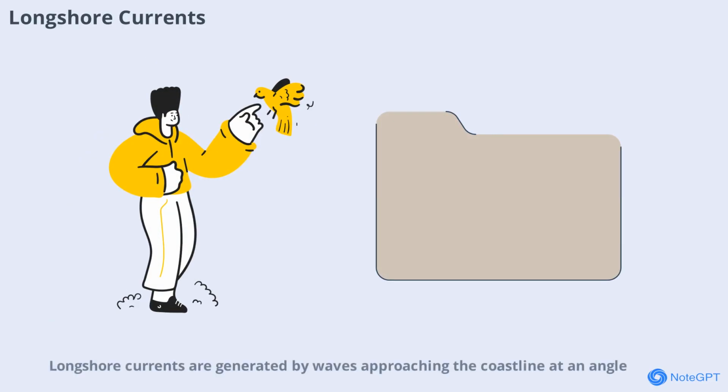Longshore currents are generated by waves approaching the coastline at an angle. As waves break, they push water and sediment along the shore, creating a current that runs parallel to the beach. The strength of a longshore current depends on wave velocity, the angle of approach, and the slope of the beach. These currents can transport large amounts of sand, reshaping coastlines and impacting man-made structures. Understanding longshore currents is essential for managing beach erosion and coastal development.